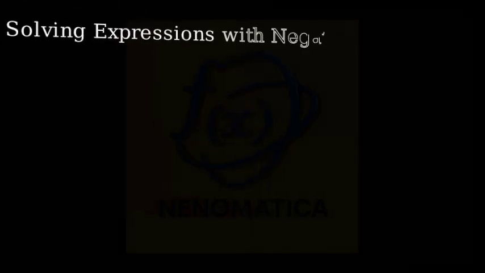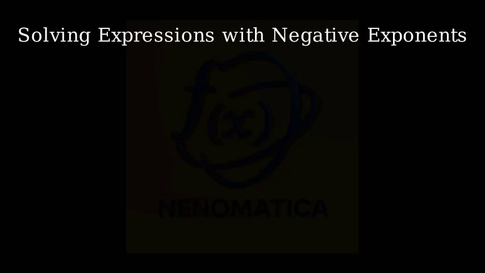In this video, we'll solve an expression involving negative exponents. Here's our problem. 4 raised to the power of 0 times 2 raised to the power of negative 2, divided by 3 raised to the power of negative 1 times 4 raised to the power of negative 2. Let's solve this step by step.